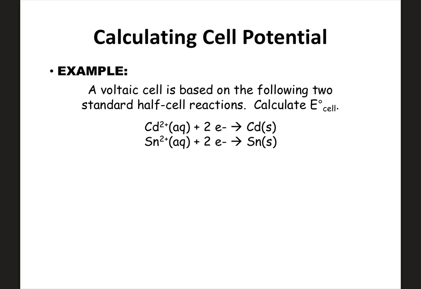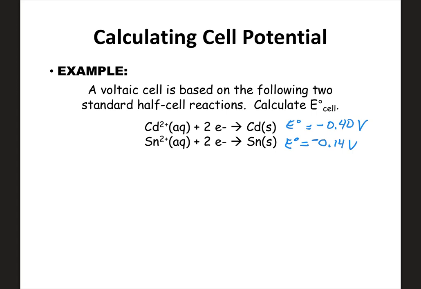When you look for the cadmium 2 plus adding 2 electrons, forming cadmium solid, when you find that on the list of standard reduction potentials, it has an E naught equal to negative 0.40 volts here. All right. When I look up the tin 2 plus gaining 2 electrons, forming tin solid here, I see that that one has an E naught equal to negative 0.14 volts.